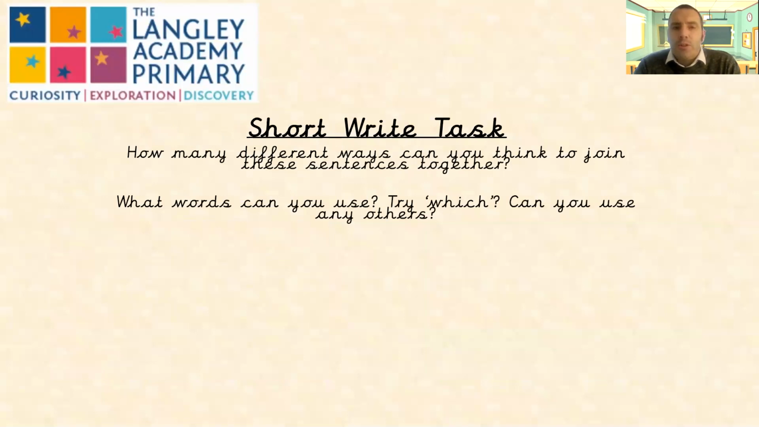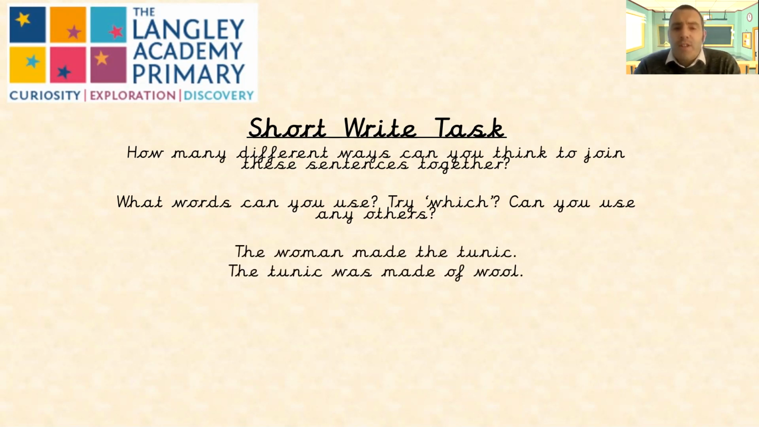So this is your short task for today. How many different ways can you think to join these sentences together? I'm going to show you two pairs of sentences. So think about what words you can use. Try which, and if you think of any others, use them in your sentence.